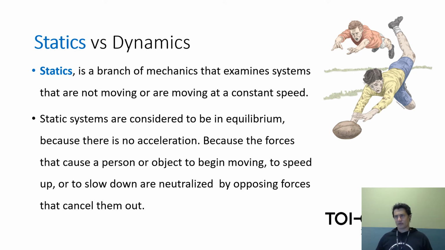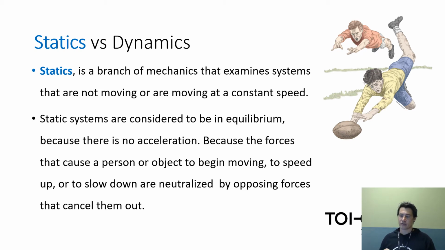Statics versus dynamics. If we think about static stretching and dynamic stretching, which you may have heard of, static is still, dynamic is moving. So statics is a branch of mechanics that examines systems that are not moving or are moving at a constant speed. So like if you were sliding down a hill, but still, that's still a static position. These static systems are considered to be in equilibrium because there's no acceleration. So everything is the same. So even if you're moving, the movement is the same.